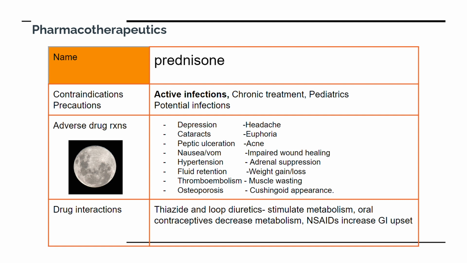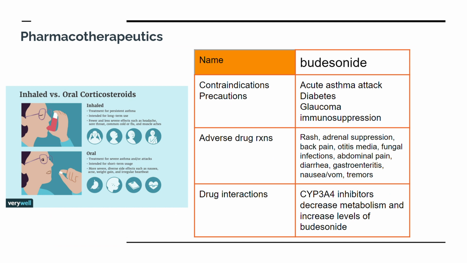Now on to budesonide, pharmacotherapeutics. This drug is contraindicated in acute asthma attacks and should be used cautiously in diabetics, people with glaucoma, and people who are immunosuppressed. The side effects of this drug are less severe than prednisone. They include rashes, inflammation of the sinuses, throat and nose, adrenal suppression, abdominal pain, nausea, back pain, and tremors.